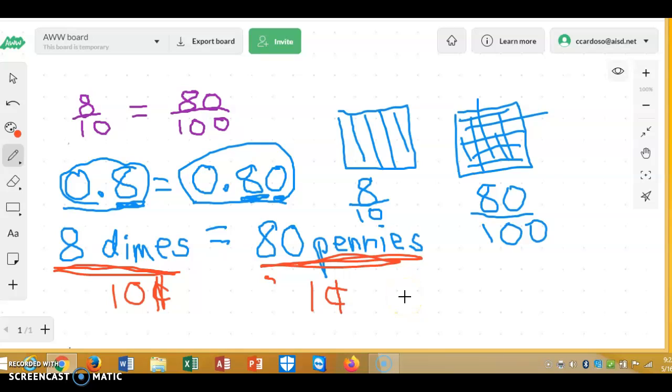So 8 dimes, 8 times 10 would be 80 cents. 80 times 1 would be 80 cents. Just a different way to show it, okay? Sounds good.